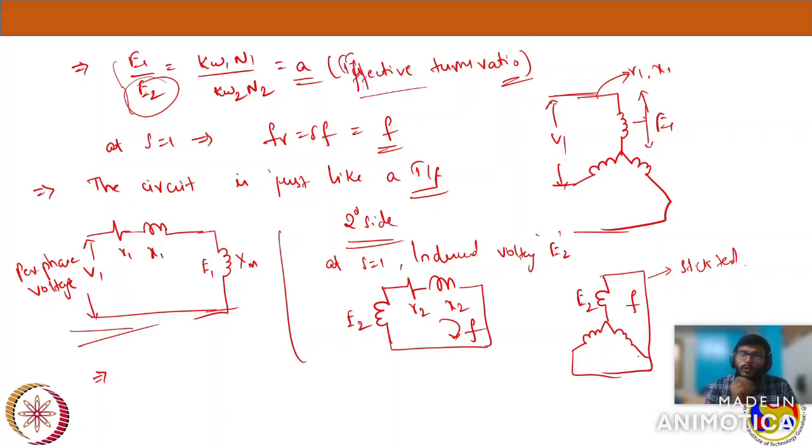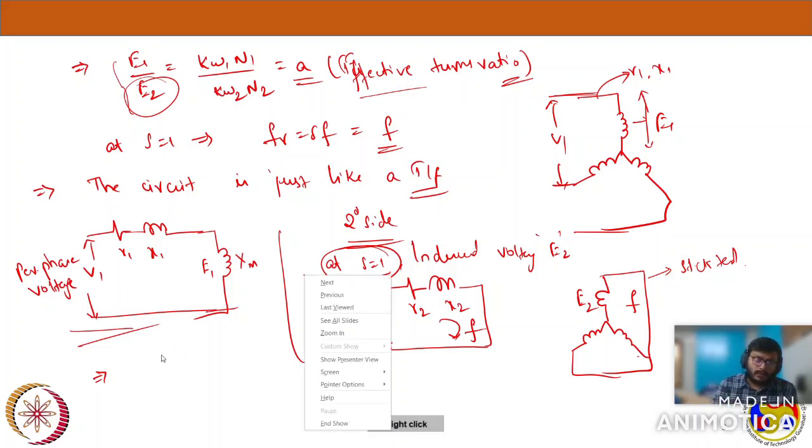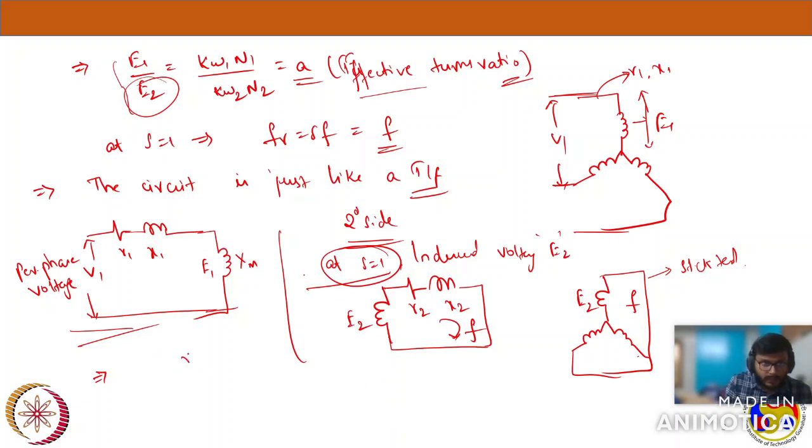It's stationary here, at s equals 1 as I mentioned, so it's in a standstill condition. So this is how an equivalent circuit for an induction motor will look when s is equal to 1. Now I will quickly write the parameters you are seeing on the screen: R1, X1, XM, and here R2 and X2.